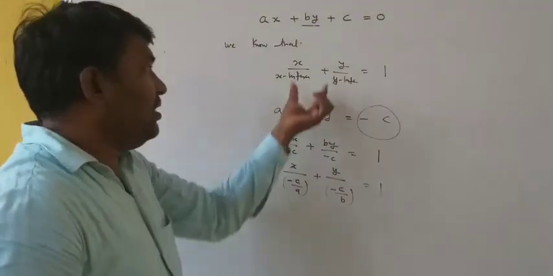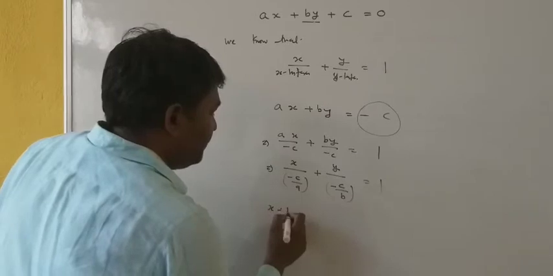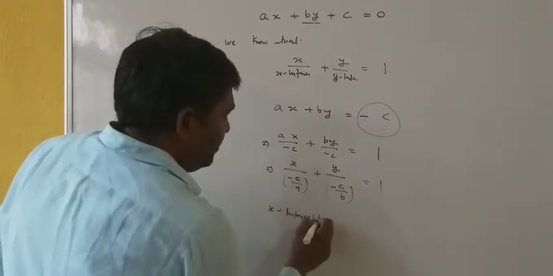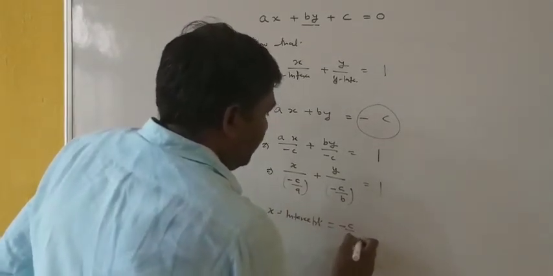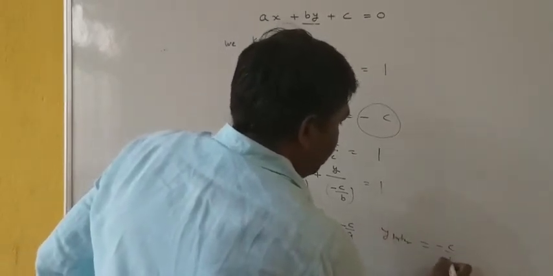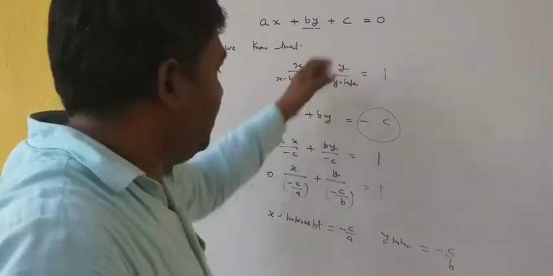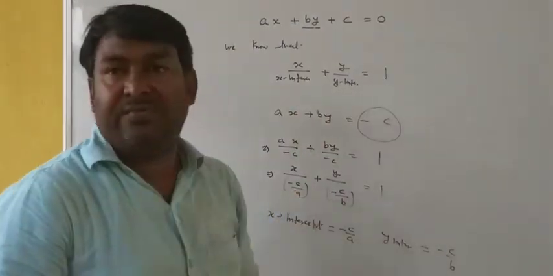Now you can compare along with this equation, comparing: x intercept is equal to minus c upon a and y intercept is equal to minus c by b. In this way you can reduce a general equation in intercept form.